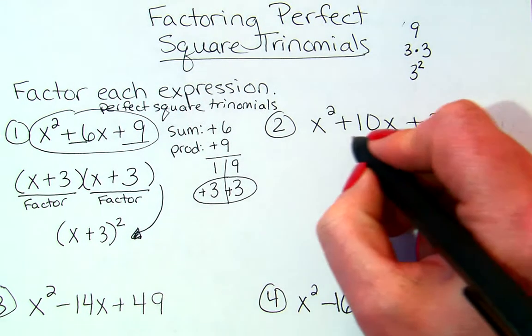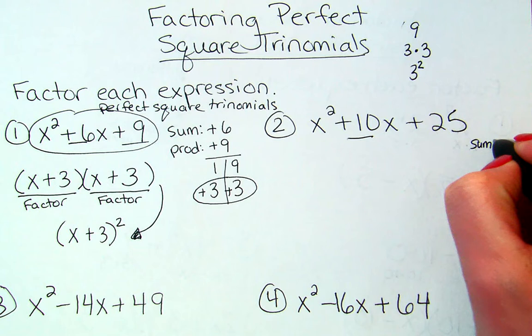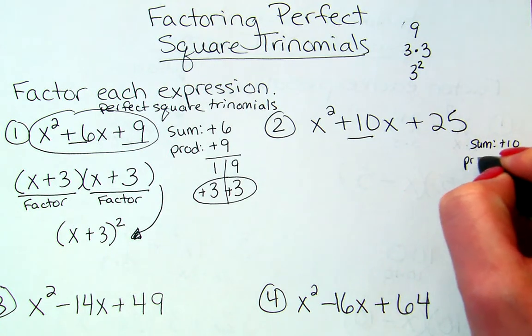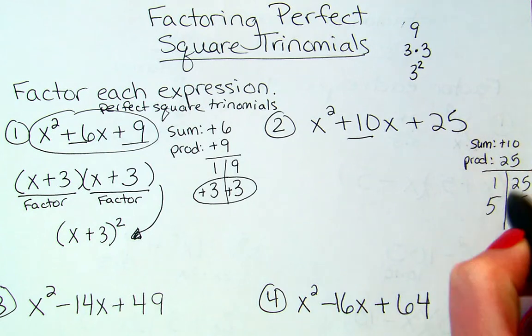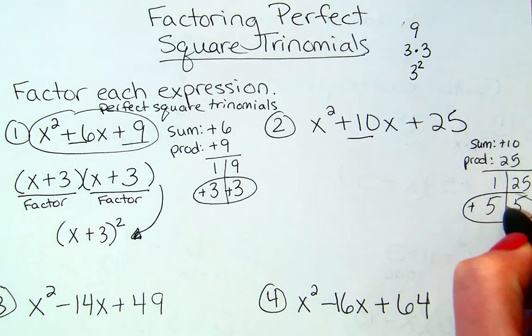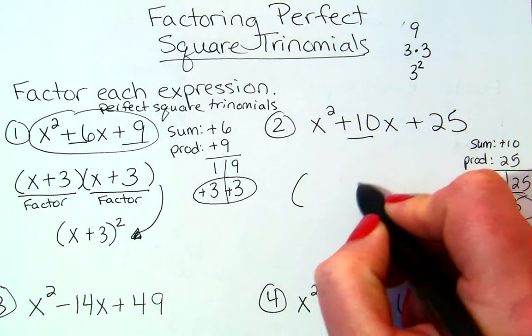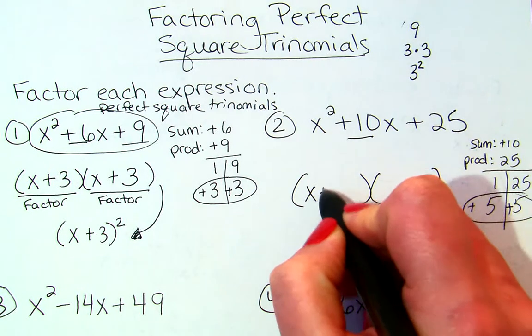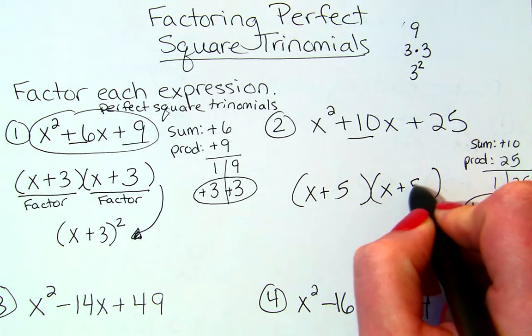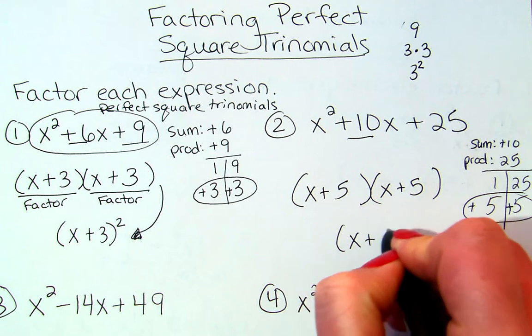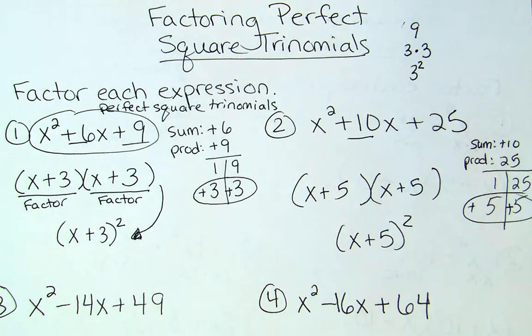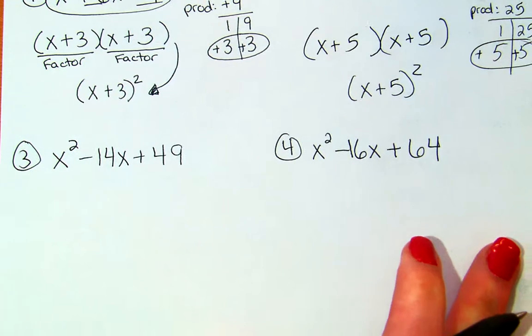Once again, I have a sum of 10 and a product of positive 25. I identify all of the factors of 25. The two that will work are 5 and 5, both positive. So I rewrite as x plus 5 times x plus 5. And once again, since I have two identical factors, I can rewrite this as x plus 5 squared, and we are factored completely here. So let's take a look at 3 and 4.